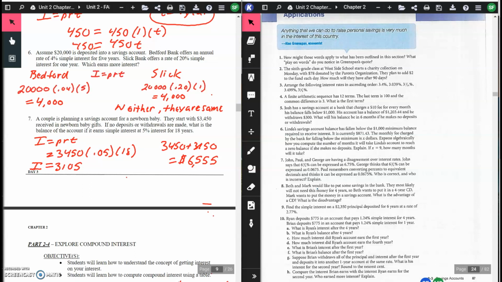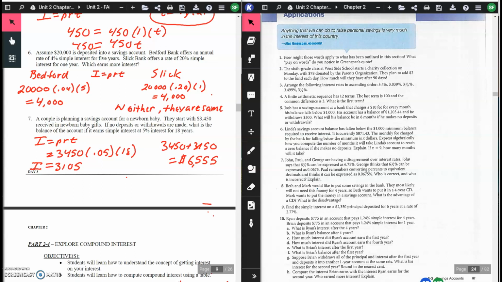Okay, so we're going to use our I equals PRT formula still. So your initial deposit, or P, is 20,000 times your interest rate, which is 4% as a decimal, 0.04, times 5 years. Okay, that's Bedford. Multiply all those together, and you get $4,000. Okay, so you get $4,000 interest after 5 years.